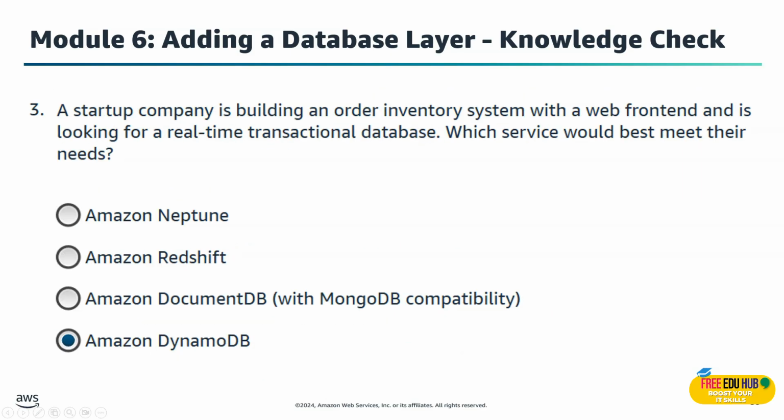After that, we have question number 3. A startup company is building an order inventory system with a web front end and is looking for a real-time transactional database. Which service would best meet their needs? So the right answer for this one is Amazon DynamoDB. For millisecond, at-scale transactional workloads with simple access patterns, DynamoDB gives you consistent low latency and elastic scaling.